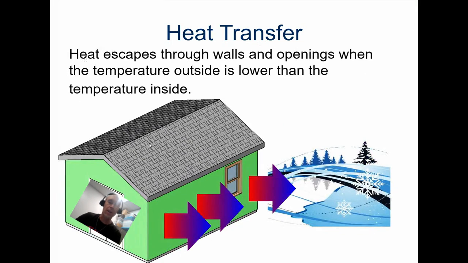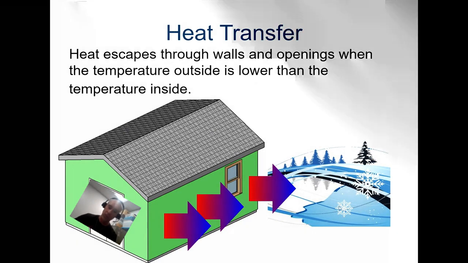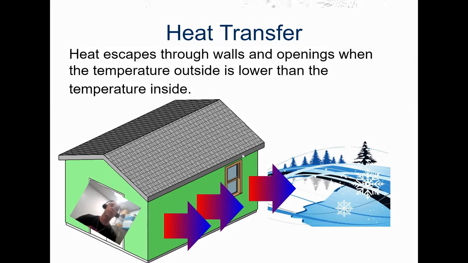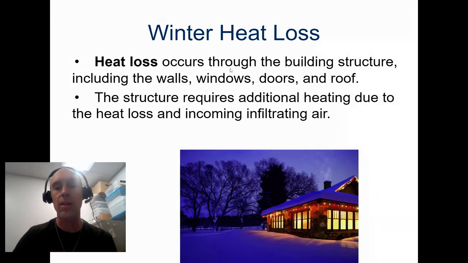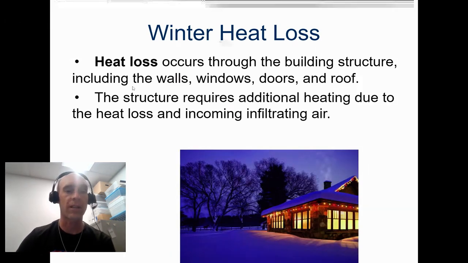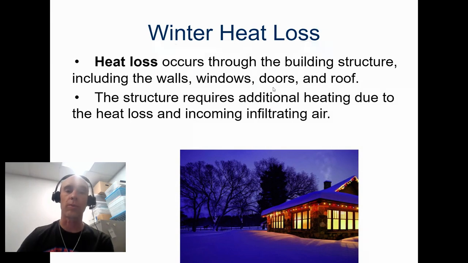So let's look at a scenario. Heat escapes through walls and openings when the temperature outside is lower than the temperature inside. This happens in winter. We do not transmit cold, we transmit heat. So in this case, heat is moving out, but in the summer, heat moves in. We want to prevent that, so we use things like insulation. Heat loss occurs through the building structure, including the walls, windows, doors, and roof. These are all ways that heat leaves a structure.